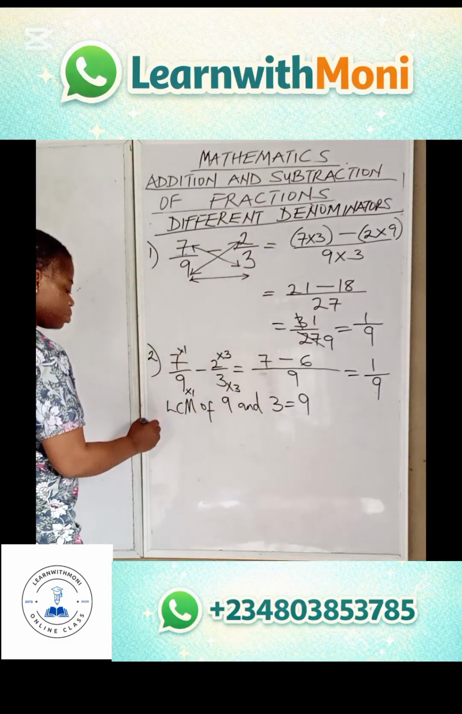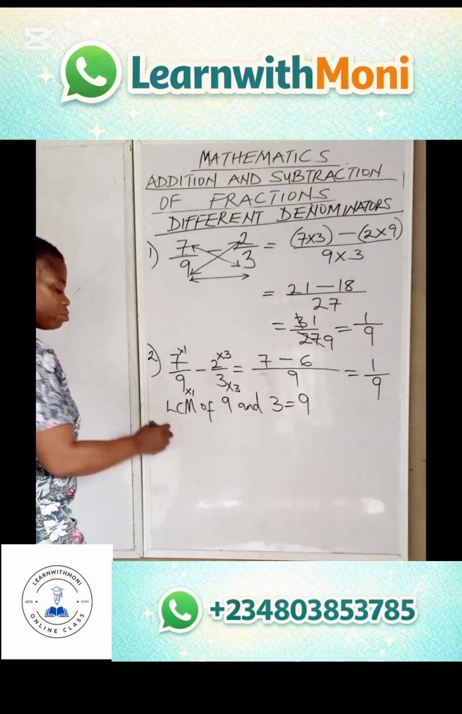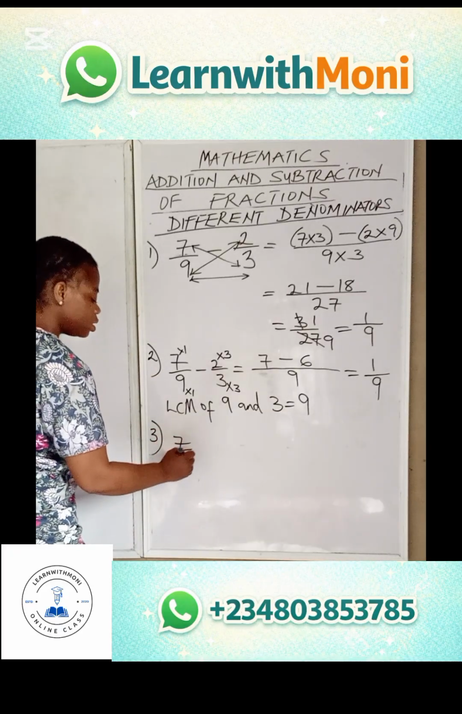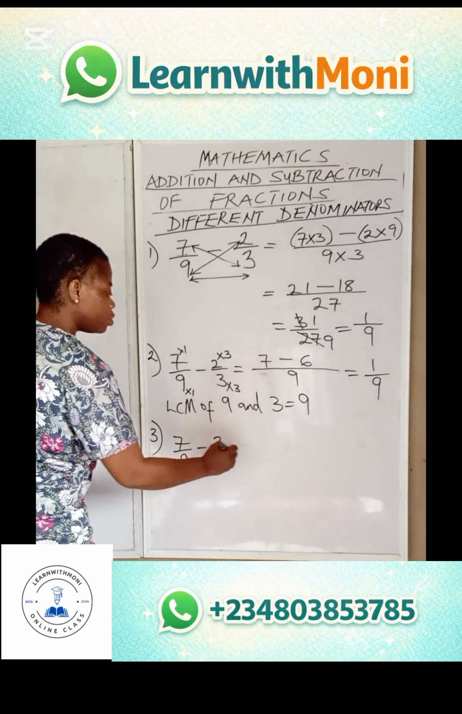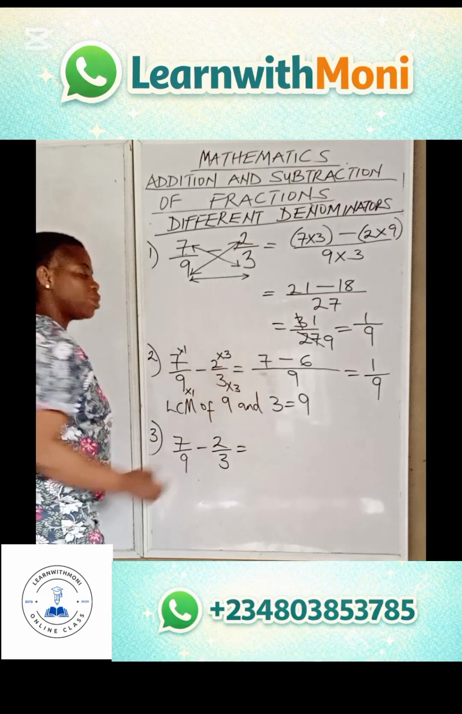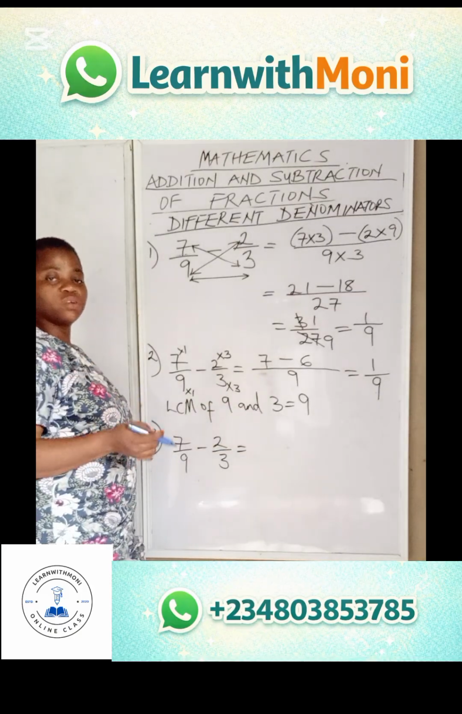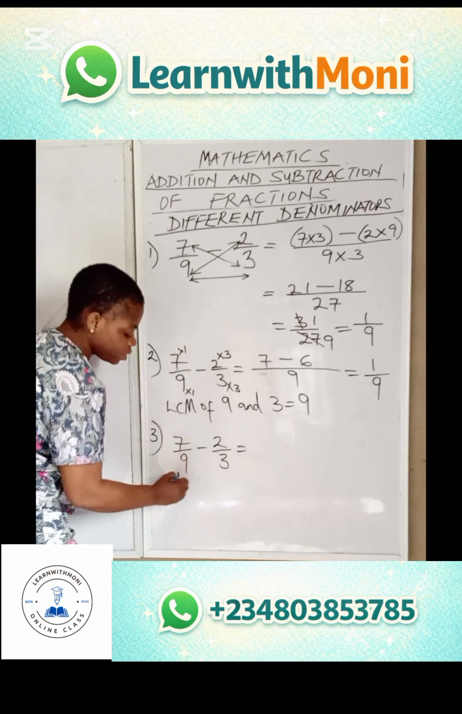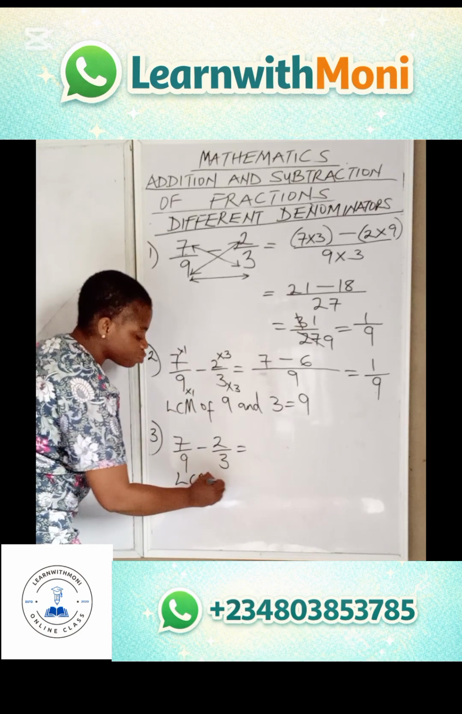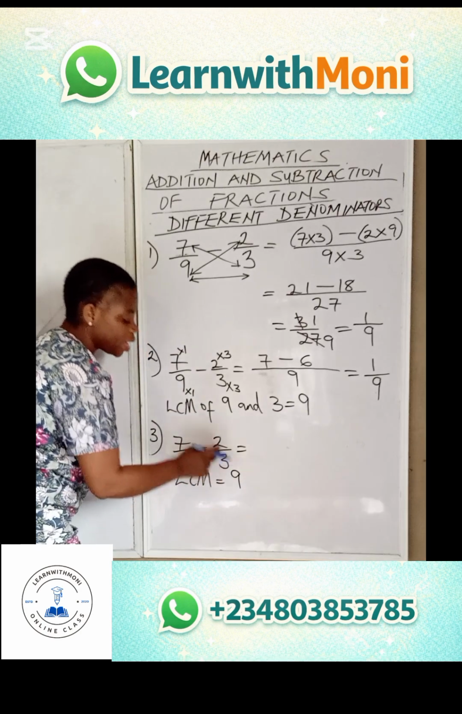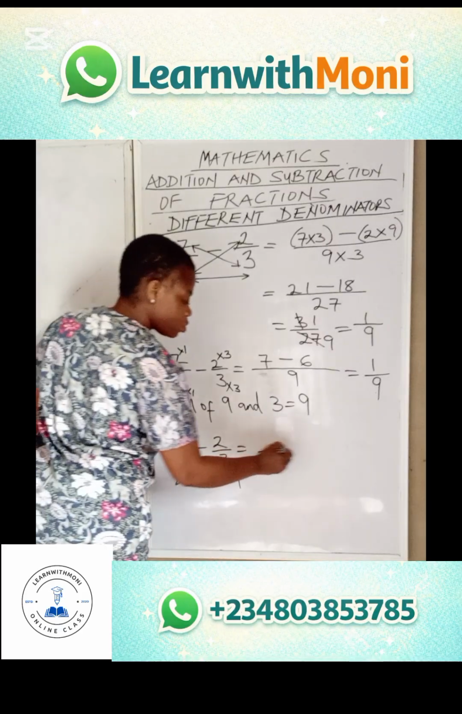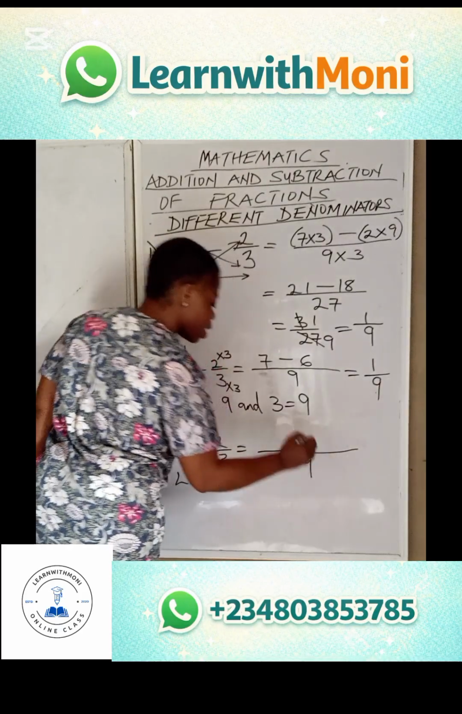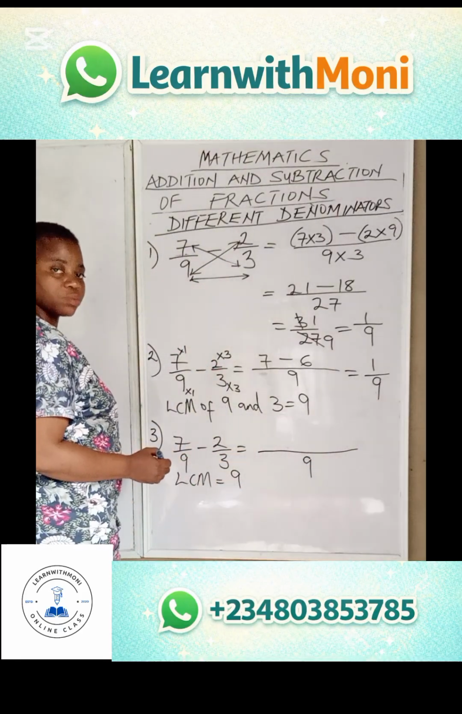Let us use the third method. The third method, I'm still going to use the same question so that you can compare and choose the one you find easier. I'm using the LCM of 9 and 3 as well. The LCM of 9 and 3 is 9. So I'm going to be using that LCM as my common denominator.